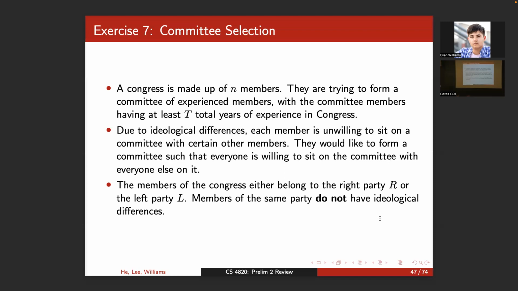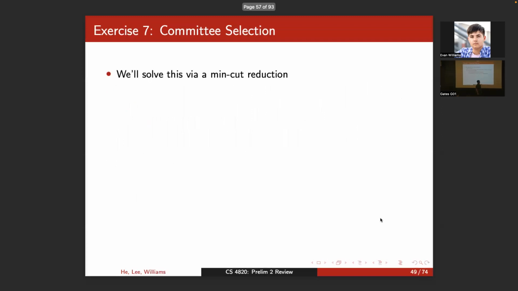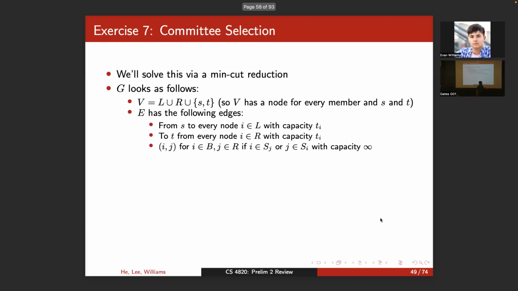All right, so for sake of time, I'll cut you guys off there. We need enough time to go through NP-completeness, so good. Two slides forward. Okay, so we'll solve this with a min-cut reduction. And so here's the idea. We need to make a graph G, right? So we're going to basically make this bipartite. We'll have a source and a sink, and then a layer of nodes for everyone in L, and a layer of nodes for everyone in R.